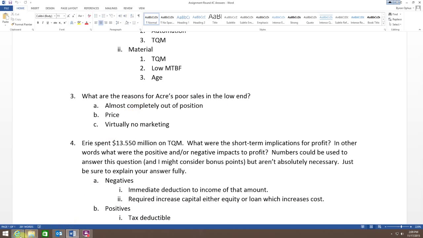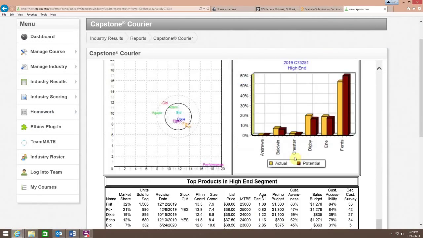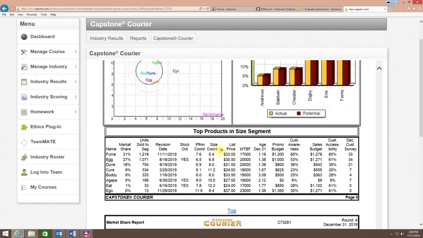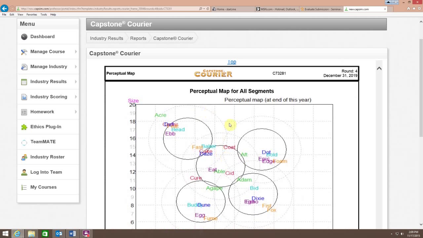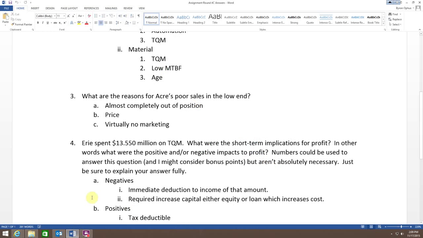In the low end, if we look at the perceptual map, yeah, Acre, look at that, it's right there on the dotted line, so it's just about outside of it, so that's bad.